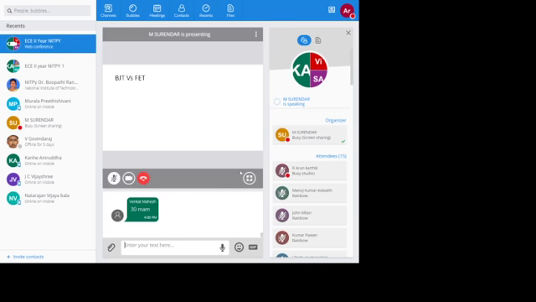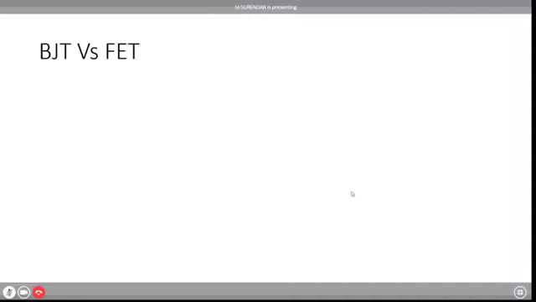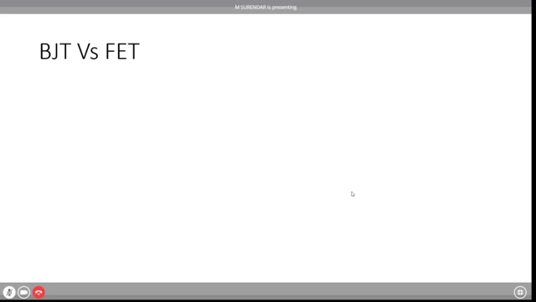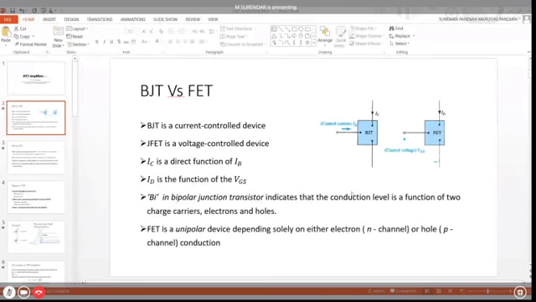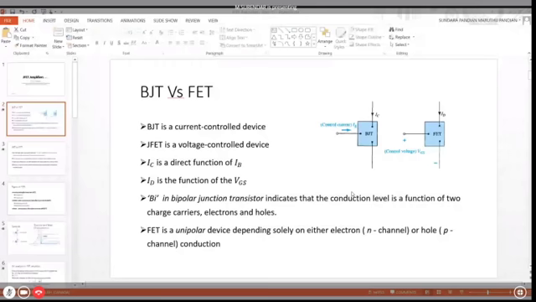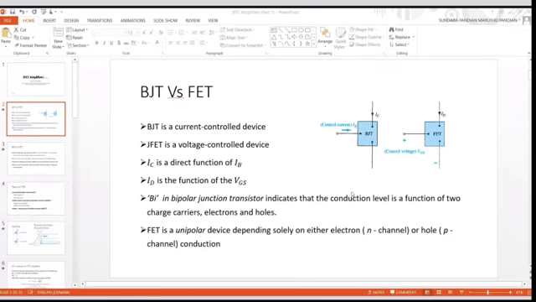So before entering into the FET amplifiers, we need to know what is the basic difference between the BJT and FET. Okay. So I hope, yes, any problems? Okay.